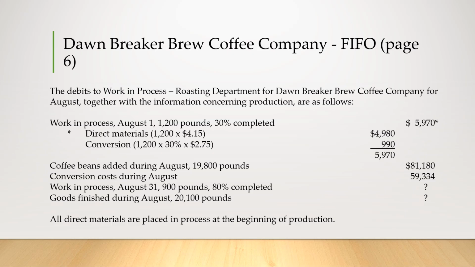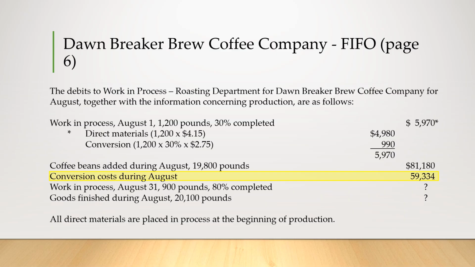For our next problem, turn to page 6 to look at the following information for Dawnbreaker Coffee's roasting department. We have our beginning inventory, 1,200 pounds, 30% completed with its dollar value, $5,970. Your next two lines break out your beginning inventory into how much of it is direct materials and how much of it is conversion costs. Beneath those two items, you'll see how much direct materials were added during the month, as well as how much conversion costs were incurred.